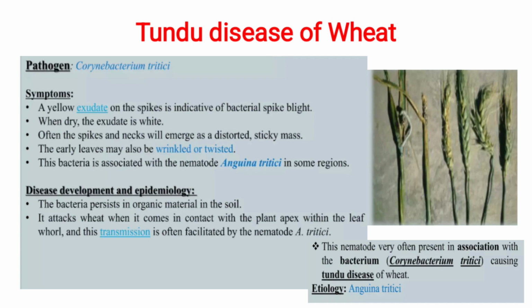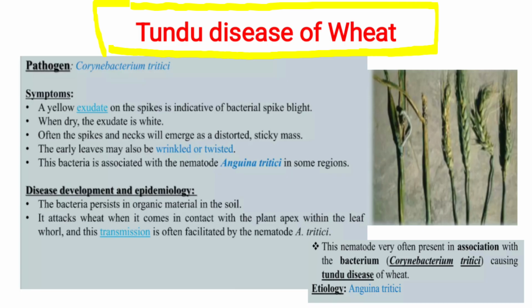Now the major important bacterial disease of wheat is the Tundu disease of wheat. This Tundu disease is caused by the bacterium known as Corynebacterium tritici, but it generally causes extensive damage when a nematode known as the ear-cockle nematode, Anguina tritici, becomes associated with this bacterium, because this nematode helps in the spread and transmission of the bacterium, which makes the situation worse, right?